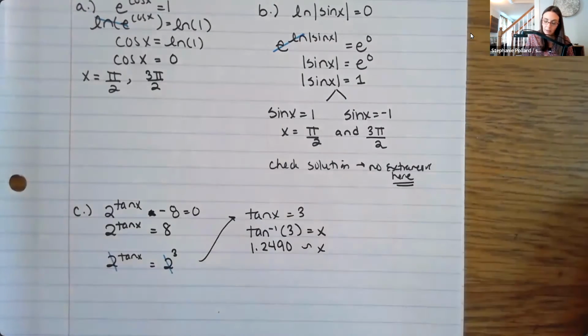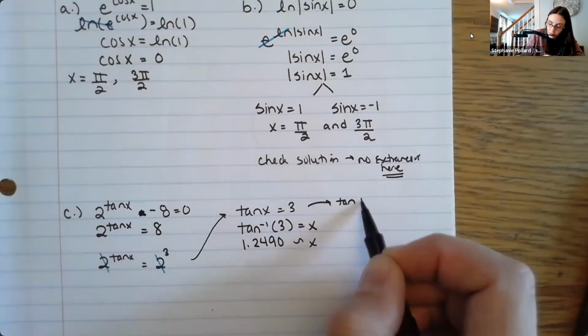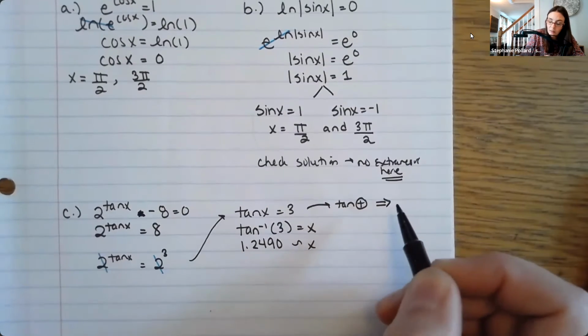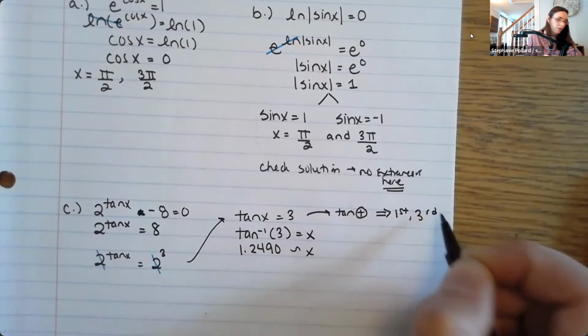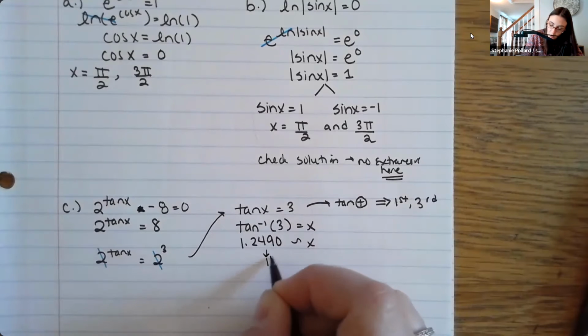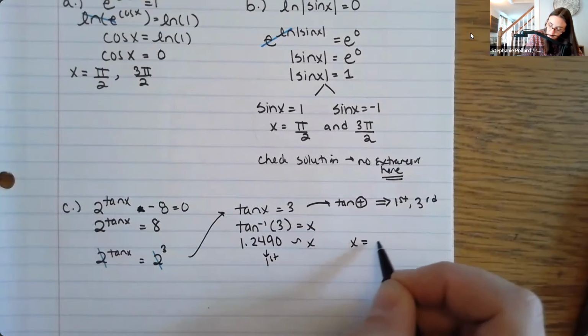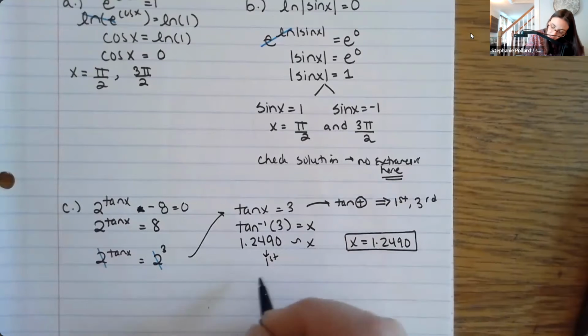Okay. And now here you just want to be careful. You want to remember that tangent is positive in the first quadrant and also in the third quadrant. So the value you get here is going to be from the first quadrant. So you have your first answer. And then for the third quadrant, the trick is just to add pi to it.